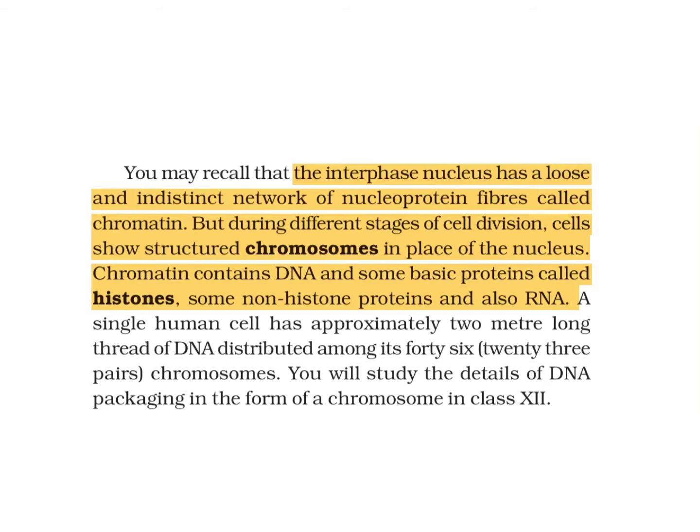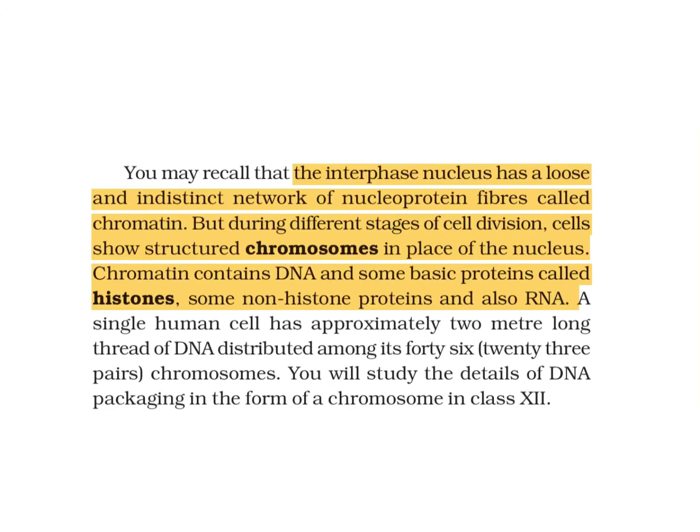So, students, we have learned earlier that the nucleus contains a network known as chromatin material. When we see the interphase nucleus, it has a loose and indistinct network of nucleoprotein fibers known as chromatin. Why are they nucleoprotein fibers? Because they are made up of two things, nucleic acid and protein. The nucleic acid here is deoxyribonucleic acid, also known as DNA, and the proteins are of two types, histone proteins and non-histone proteins.